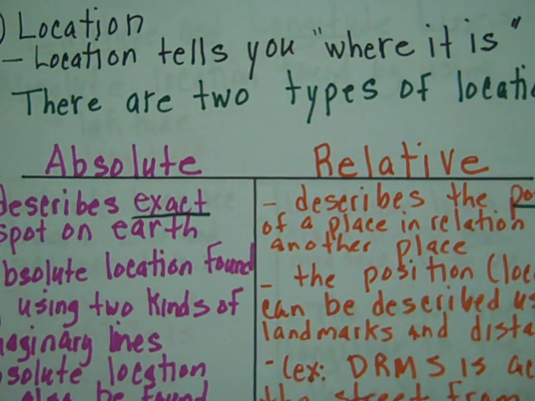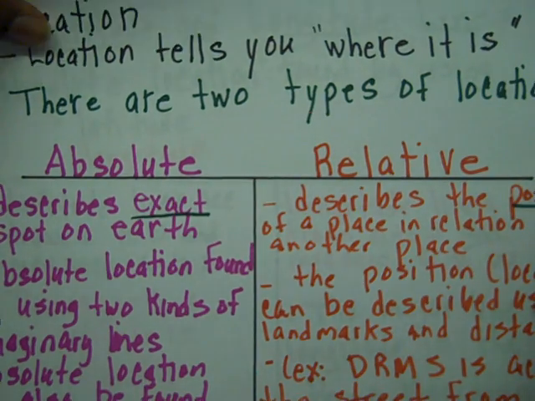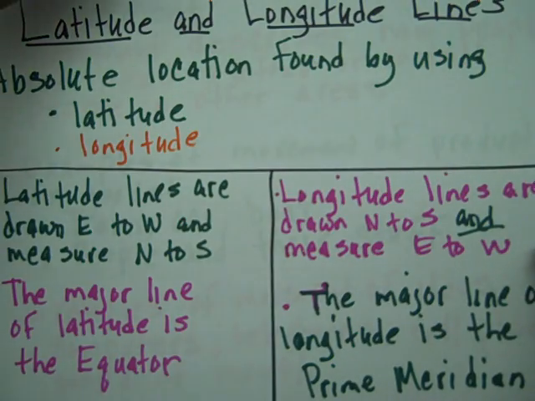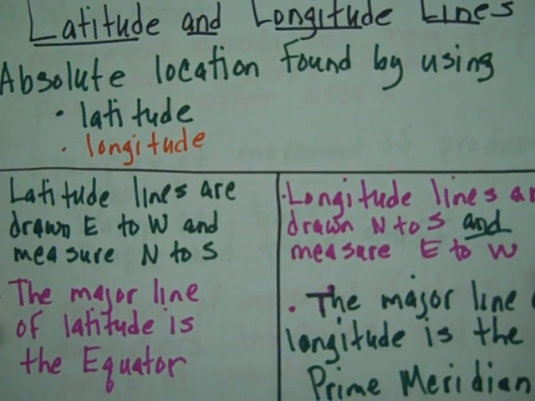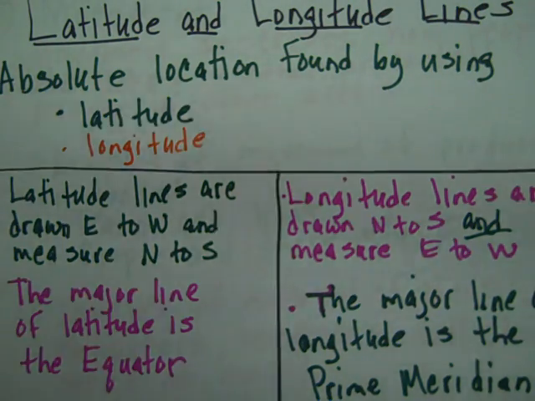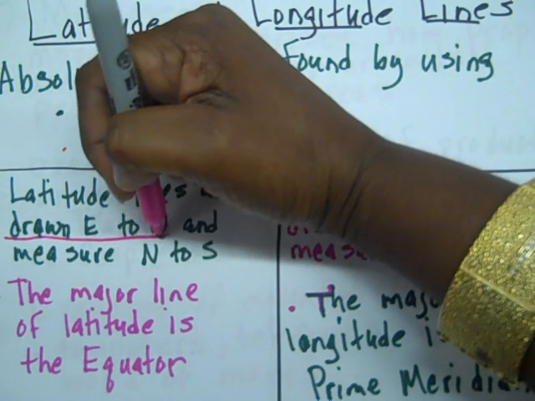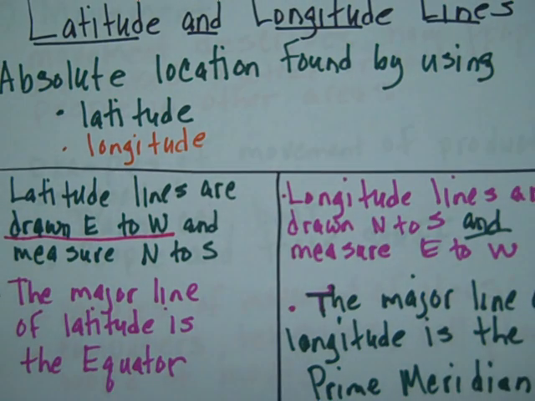Now, our Earth is divided into 2 hemispheres. Hemisphere means half of a globe. It's divided into the northern and southern part. Now, let's look a little bit more at those lines of latitude and longitude that we discussed earlier. Latitude lines are drawn east to west. However, they measure north to south.